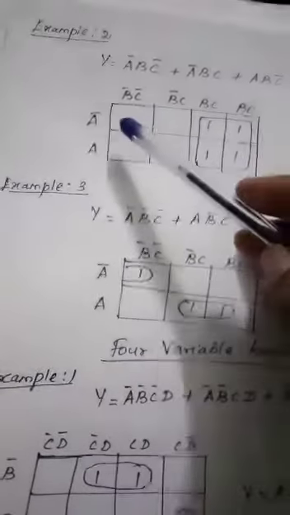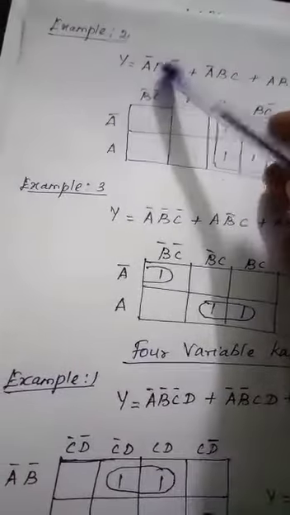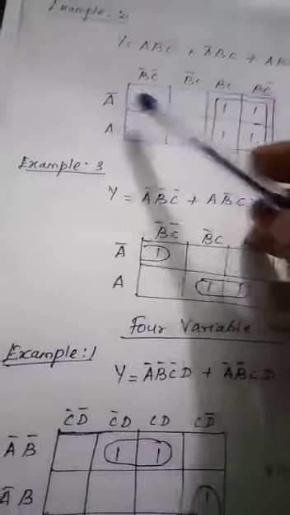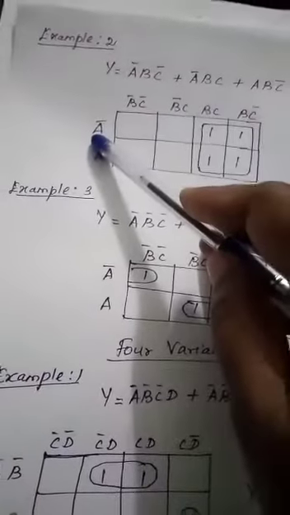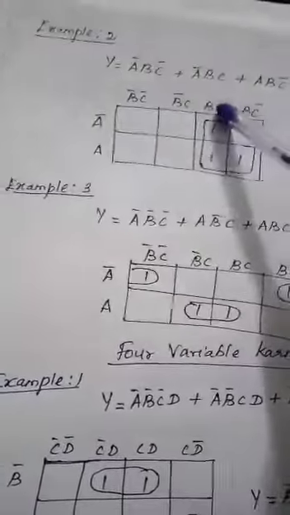Okay, for the first term, A bar, B, C bar. For that, here is the A bar and B, C bar is here. So we are putting the 1 here. Okay, then we have A bar, B, C. So A bar is here and BC is here.